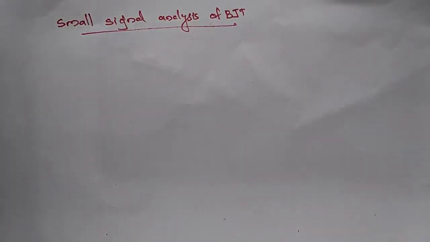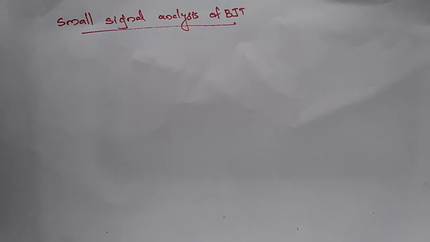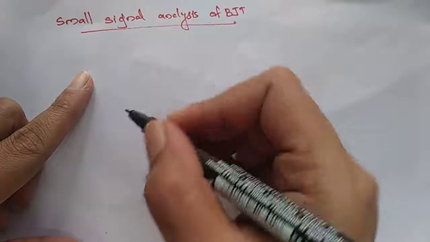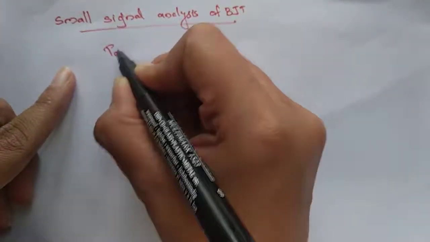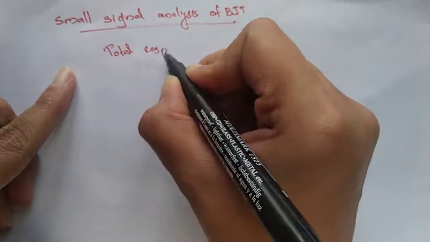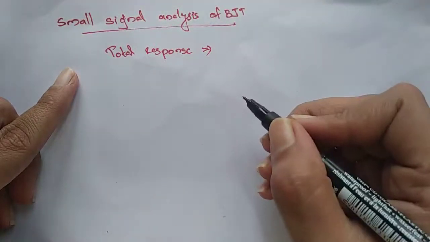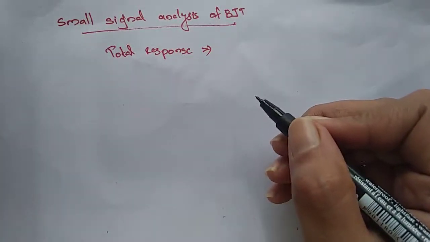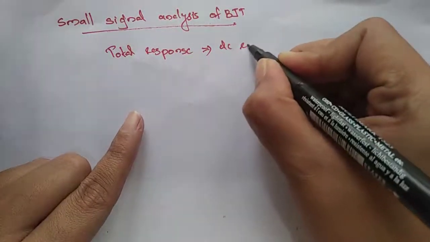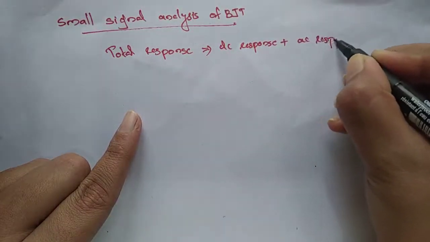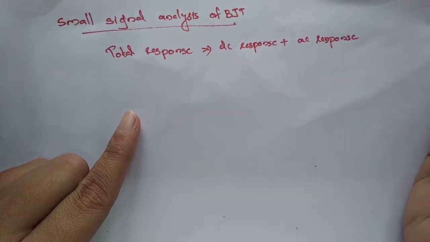Hello, welcome back to our lesson 16, a continuation of small signal analysis of the BJT. In the last class I told you that in the small signal analysis we are analyzing the total response of our transistor or BJT as an amplifier. The total response, according to the superposition theorem, is the sum of the DC response as well as the AC response.